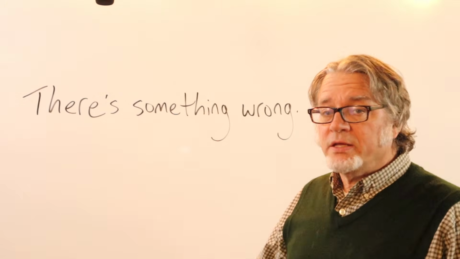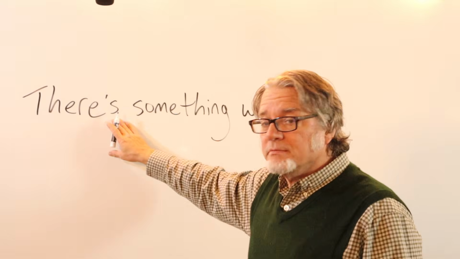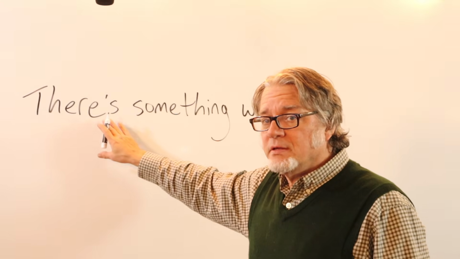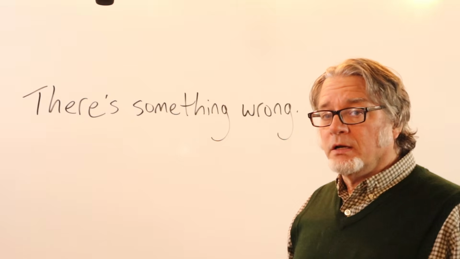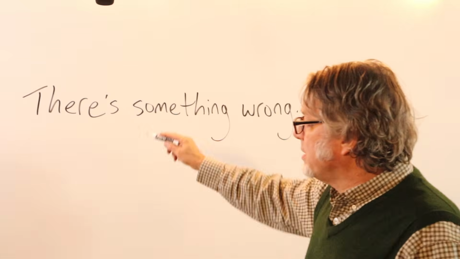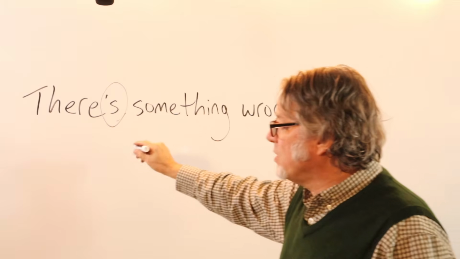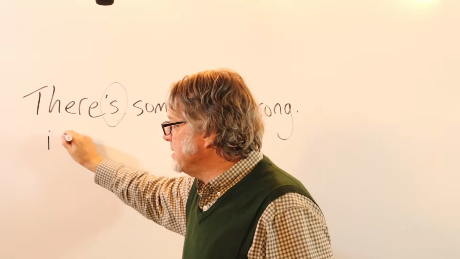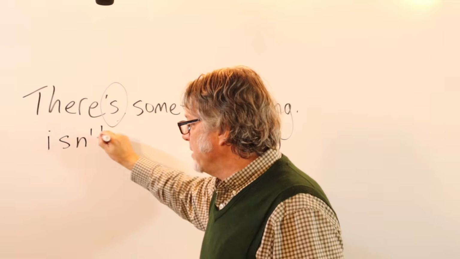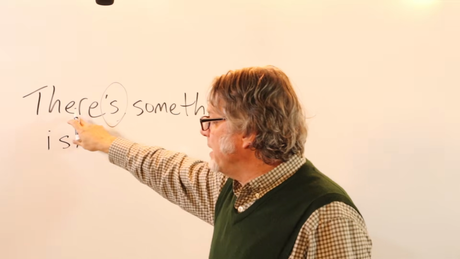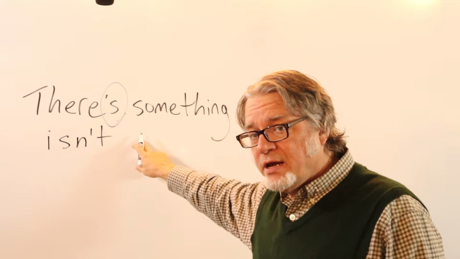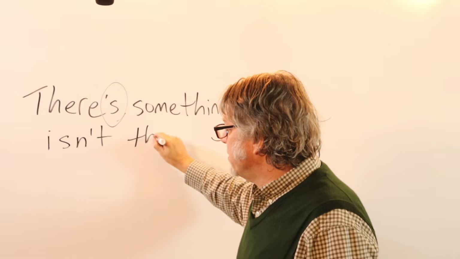This sentence begins with there. There is. There's something wrong. So here you know that this is, and in the tag question, just repeat is and make it negative, and then this goes here. There's something wrong, isn't there?